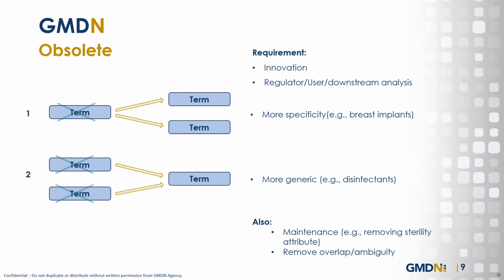Another case is where terms are proliferating because of minor variations in a device type, and it is more practical to obsolete the overgranular terms to be replaced by a generic term which covers the larger group. It is also done for maintenance and to remove overlap and ambiguity.